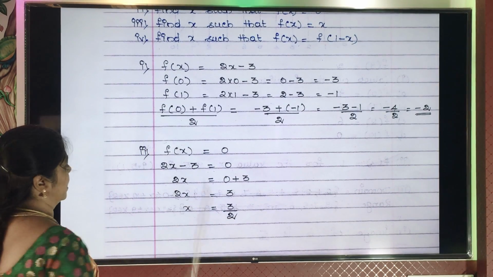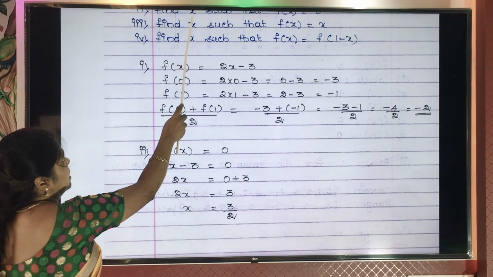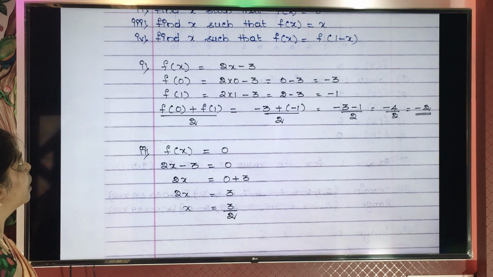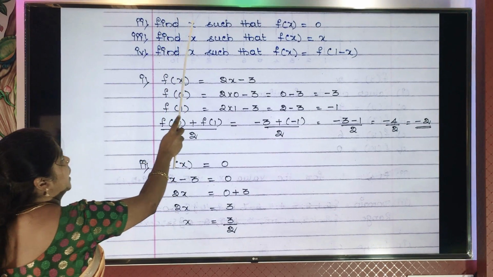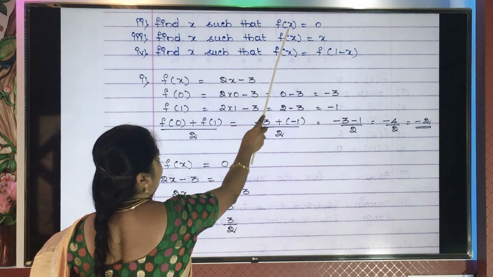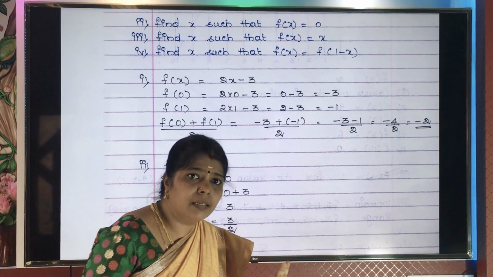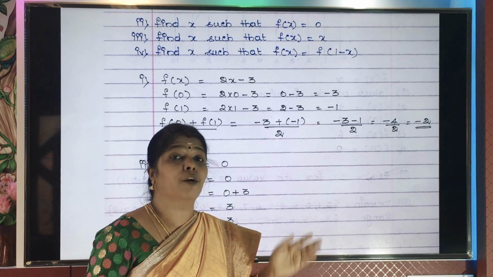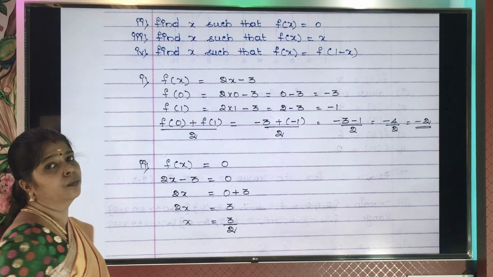Now comes the second subdivision. They are asking us to find x such that f of x is equal to 0. So the condition they have given is f of x equal to 0. For that condition, you need to find the x value.